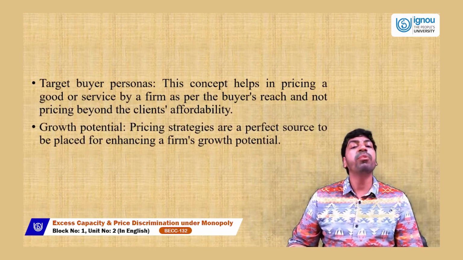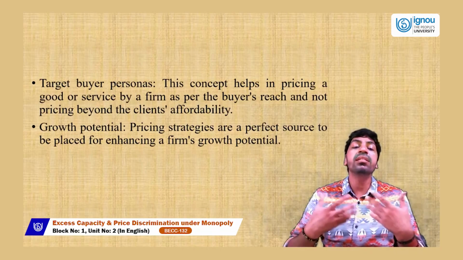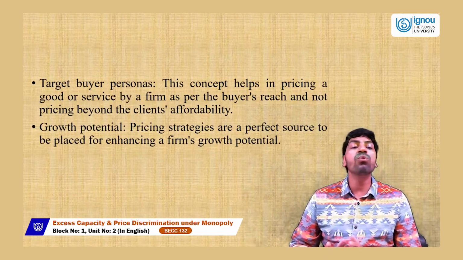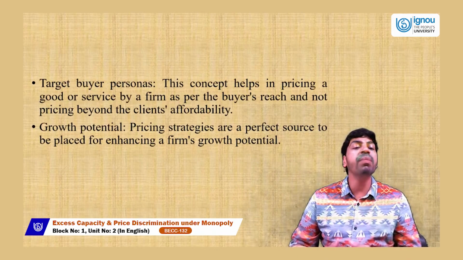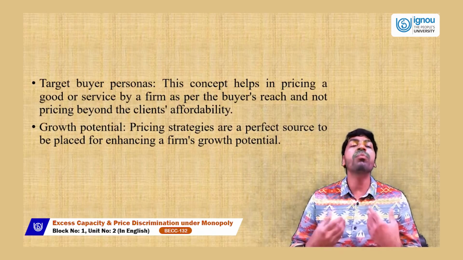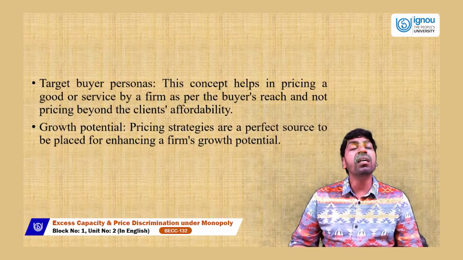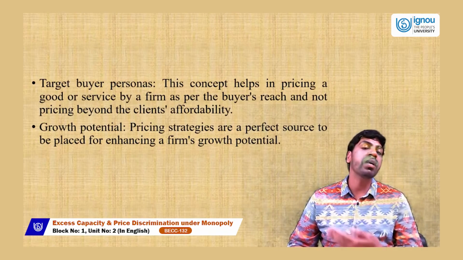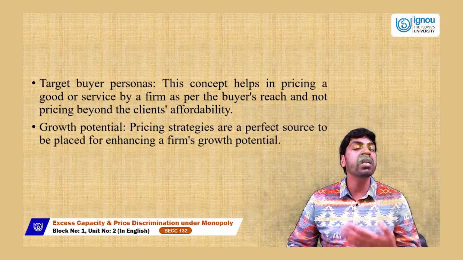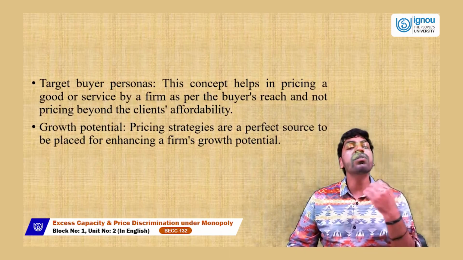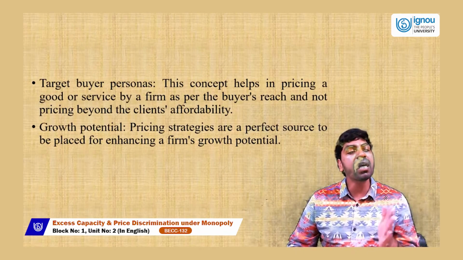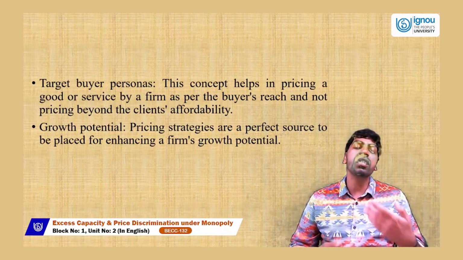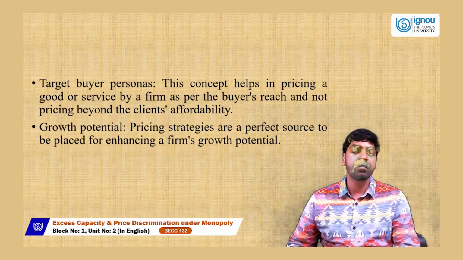Next one is growth potential. Discriminating strategies are a perfect source to reach the growth potential, or have a possibility to increase the firm's growth potential in the market. Through discriminating policies or strategy, it is proven that their cash flows, their extra earnings, their extra income would be earned when a high firm growth potential is seen in the market.